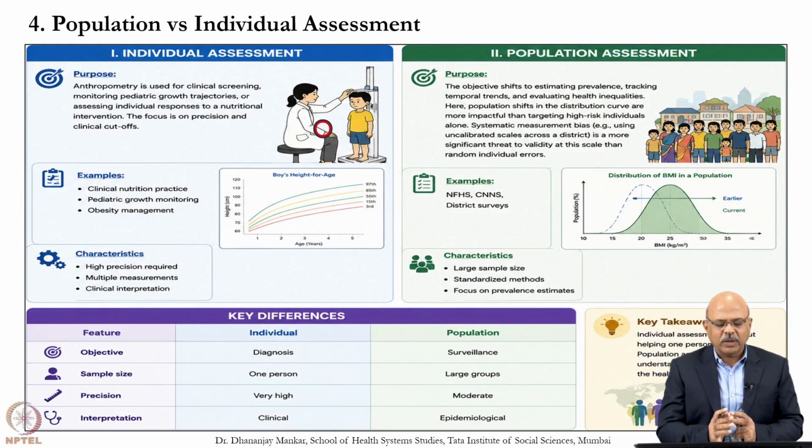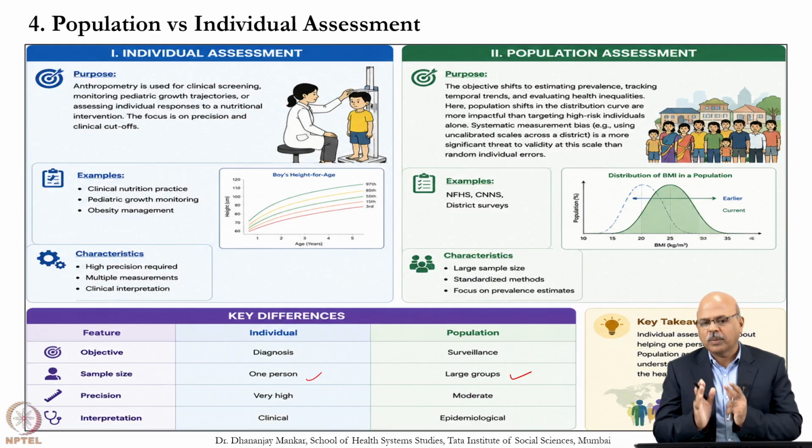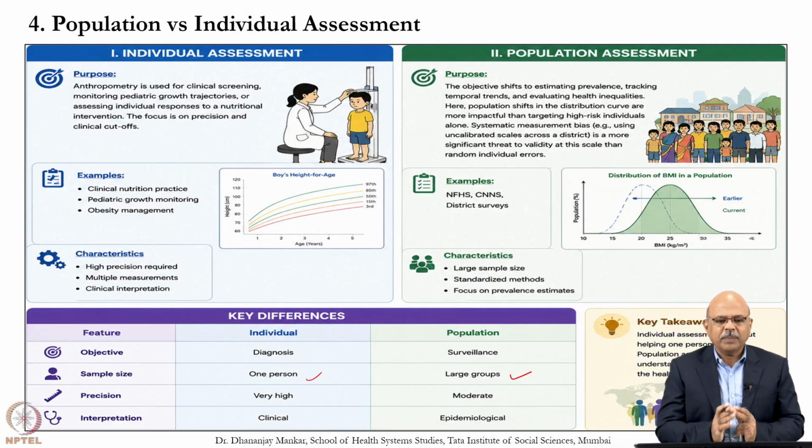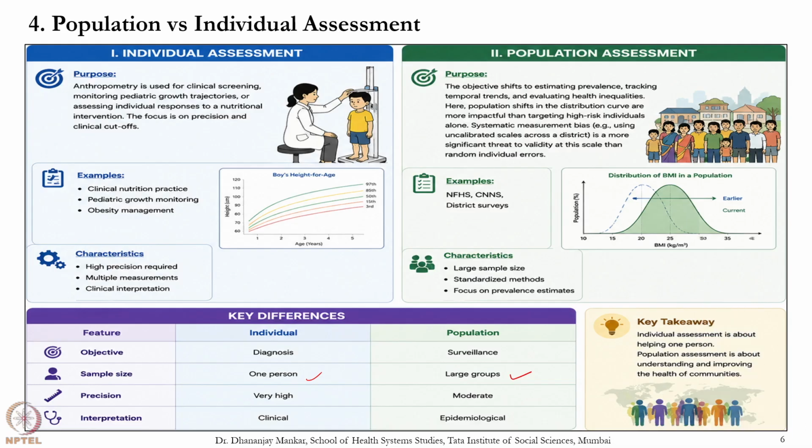The sample size at the individual level is the individual person, whereas in the population it is a large group. The precision for an individual is very high and you get a more exact result, whereas for the population it is moderate. The interpretation at the individual level is a clinical assessment, and at the population level it is an epidemiological assessment. So individual assessment is about helping one person, and population assessment is about understanding and improving the health of communities, which are two different objectives.